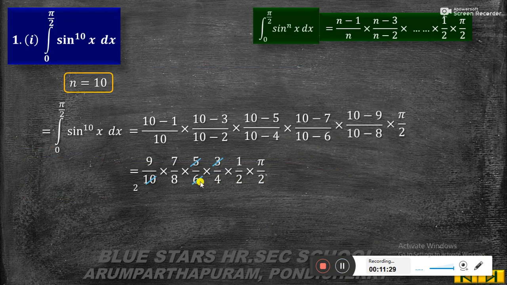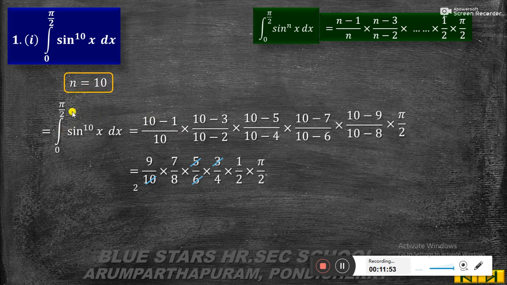First one, exercise 9.6, evaluate the following integral 0 to pi by 2 sine power 10x into dx. So this is a problem. Now we take n equal to 10. N is an even number. So for an even number we consider this formula, integral 0 to pi by 2 sine power nx dx equals n minus 1 by n into n minus 3 by n minus 2 up to etc 1 by 2 into pi by 2. So here we take n equal to 10.